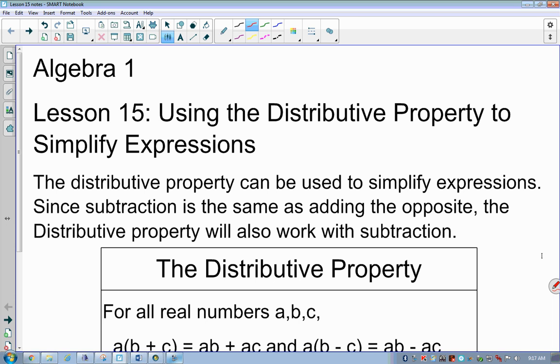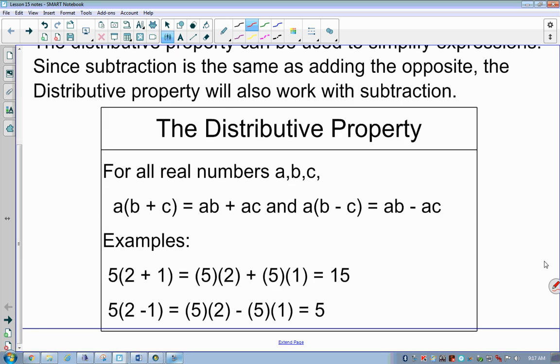The distributive property can be used to simplify an expression. Since subtraction is the same as adding the opposite, the distributive property also works with subtraction, not just addition. Here we see some examples, right? If we've got real numbers a, b, and c, a times the sum of b and c is ab plus ac, or a times the difference of b and c is going to be ab minus ac, right? And you see examples shown out over here.